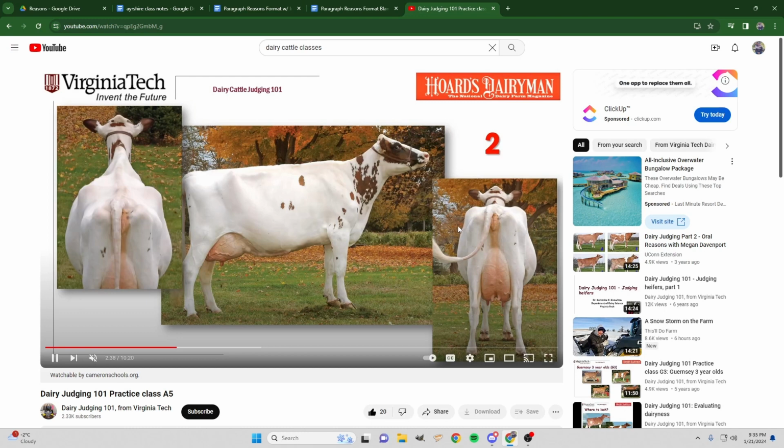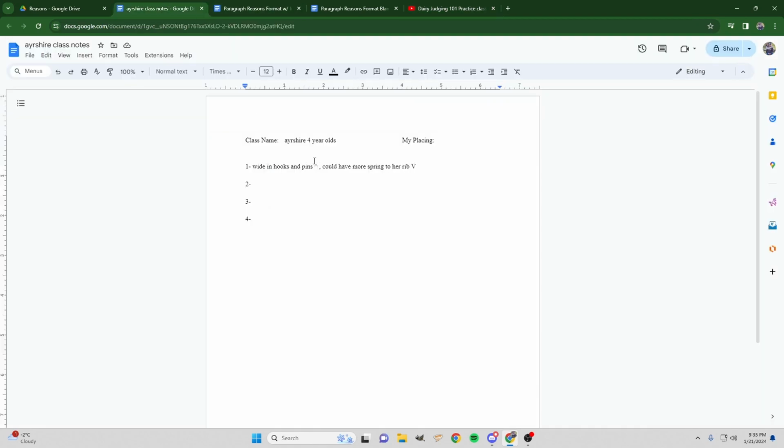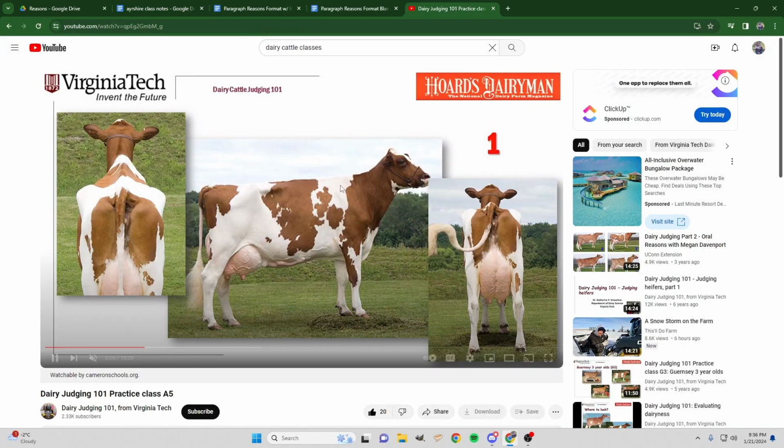We're on number 2. She's got a lot of rib. Holy cow. We'll mark that down. I want to go back to 1 real quick because we didn't really take any notes on the actual udder itself. Lots of rib. That is a plus.